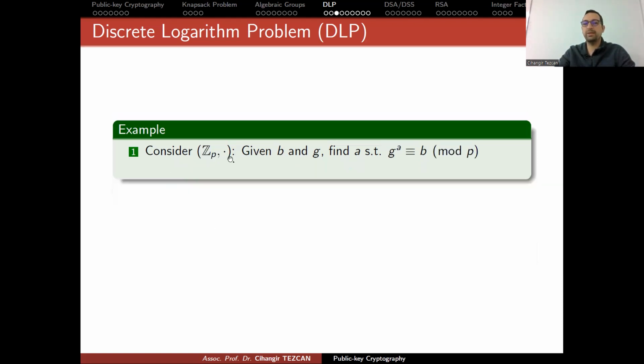Okay, consider ZP and multiplication. Actually, here we should say ZP star. Given B and G, find A such that G to the A is equivalent to B modulo P.